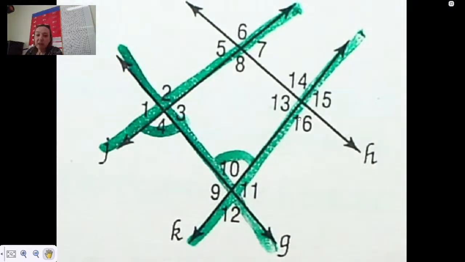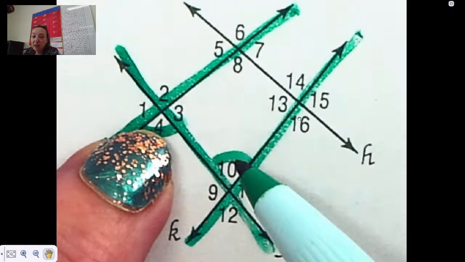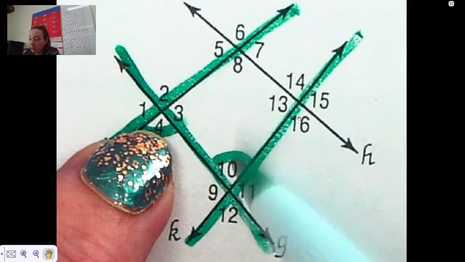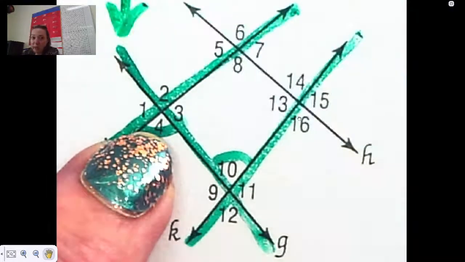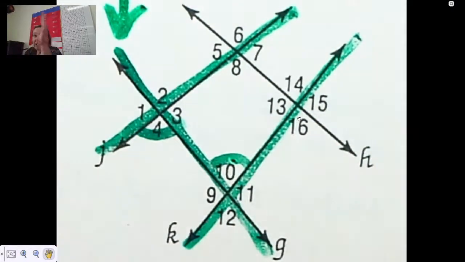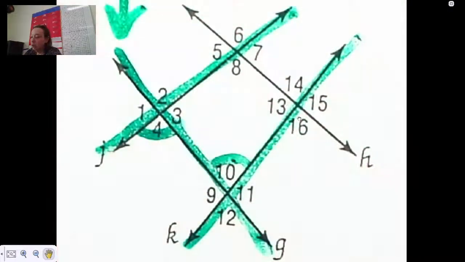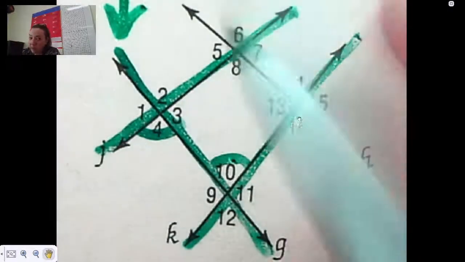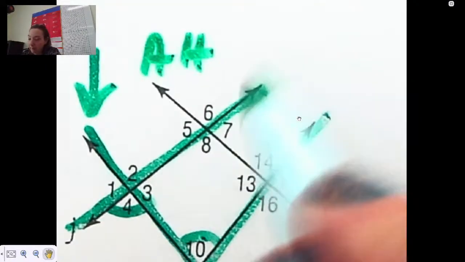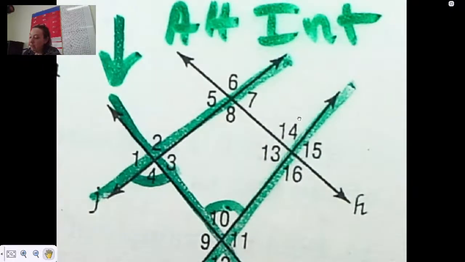So if you're looking at 4 and 10, they are alternate because they're on opposite sides of that transversal. And they're interior because they're inside these two lines right here. Inside. Alternate interior. Right?